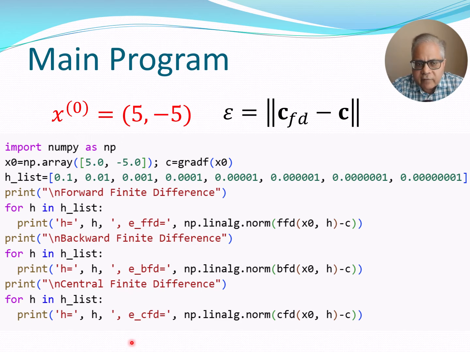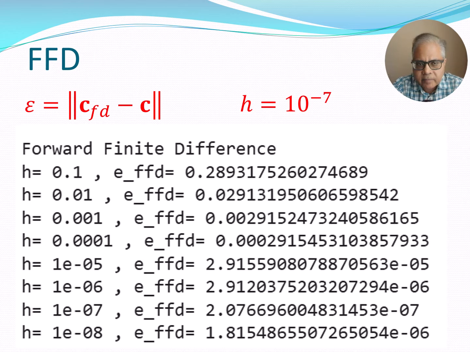I have slightly modified the main program here. In this main program, I have x0, I have c, and I have h list here. And then I have a loop for each of the problems. I print out forward finite difference, and then for h in this h list here, I print out the value of h and the epsilon value for the particular problem. I then repeat it for the backward finite difference formula and for the central finite difference formula. I'm going to now print these in three different slides, and let's take a look at what value of h is best for each case.